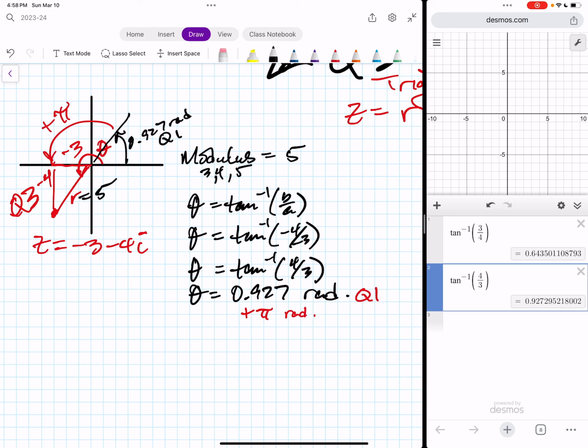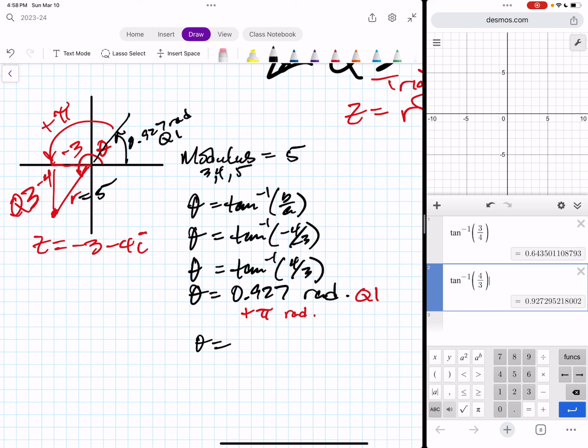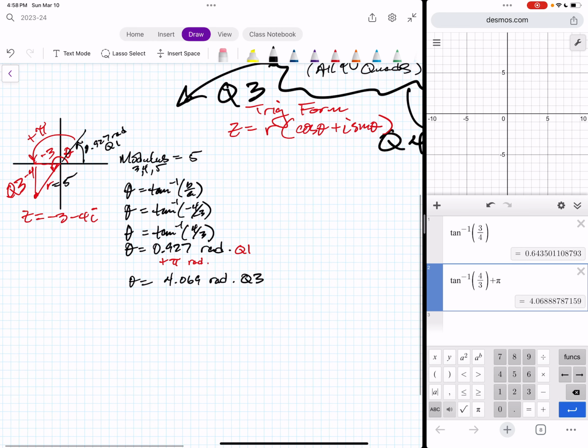So really our angle, I'm just going to put in a plus pi here, is 4.069 radians, and that is quadrant 3. And that's what we want. So now we can write our trig form. Here we go. z is equal to our modulus 5 times cosine of 4.069, plus i times the sine of 4.069 radians. And there we go. That is trig form.